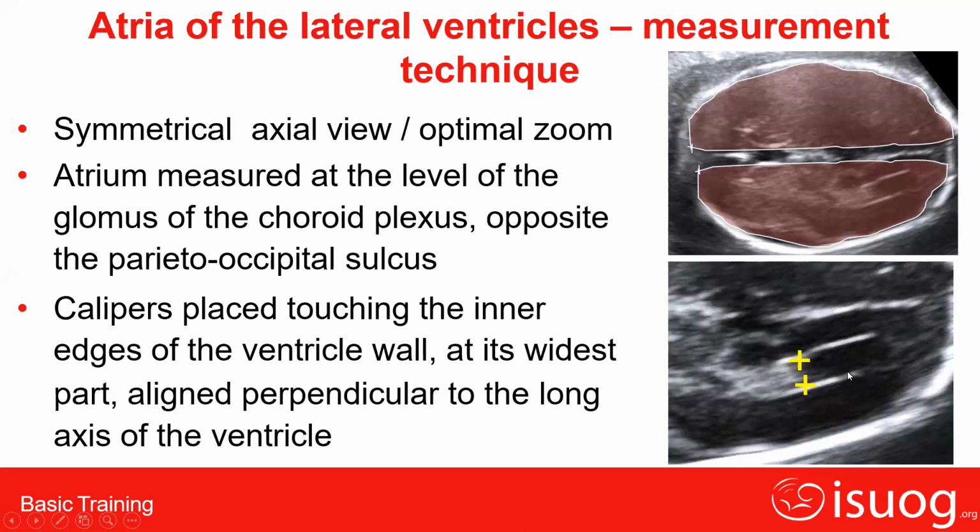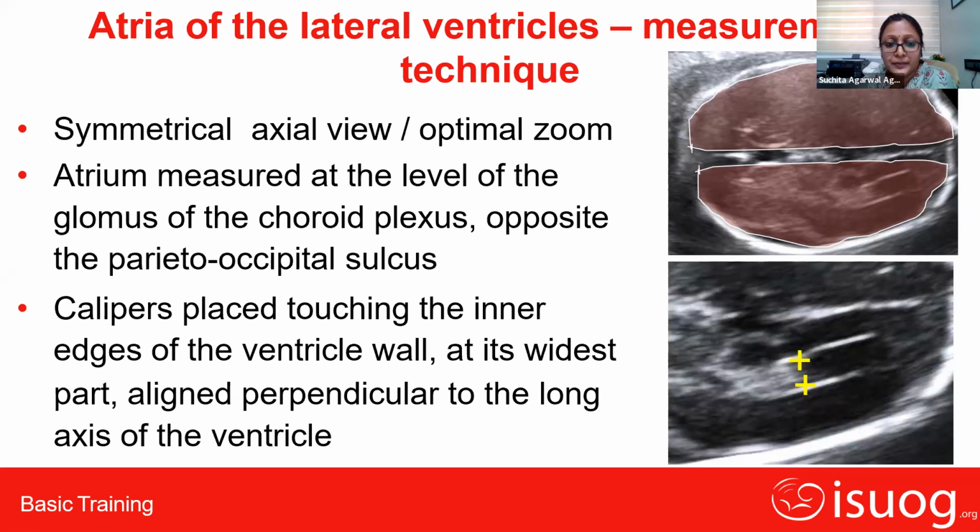So this is the occipital horn. This is the choroid plexus, and this is the glomus of the choroid plexus. And here you can also see one structure, the parieto-occipital sulcus. So where do we measure the atrium? We measure at this level, at the glomus of the choroid plexus, opposite the parieto-occipital sulcus. This is a very important landmark, because we get many cases referred as ventriculomegaly, but when we see, it comes out to be normal, just because of an error in the measurement of the atrium of the lateral ventricle.